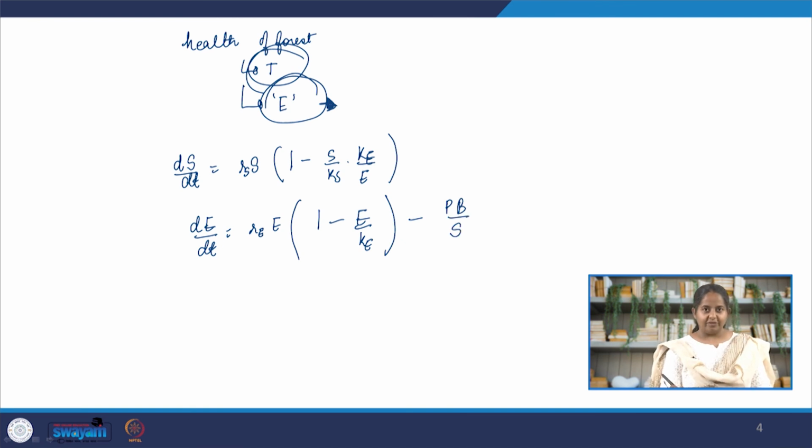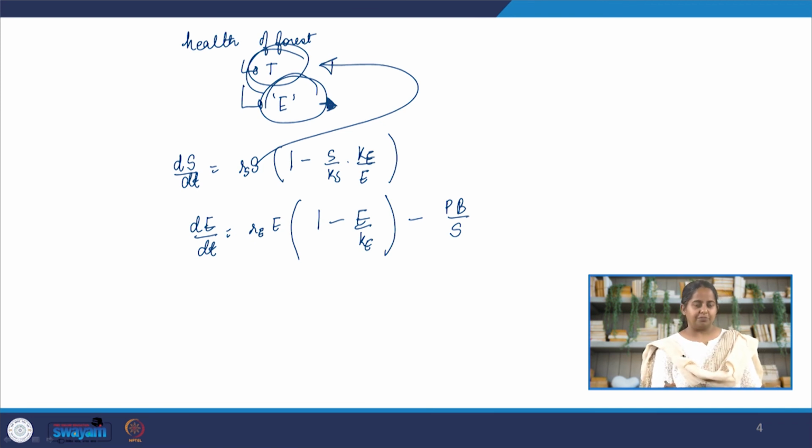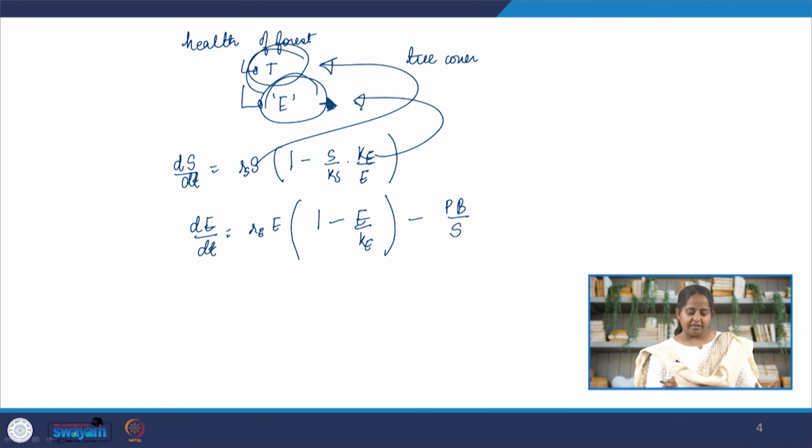Okay, so the change of variables here. S is representing the spruce tree cover, because we are talking about spruce budworm. So S is telling me about the tree cover of a particular kind of tree in the forest. E is the energy of the forest, it's the health of the forest. The higher the E, the more trees it can support. The higher the E, the more resilient the forest health is going to be.